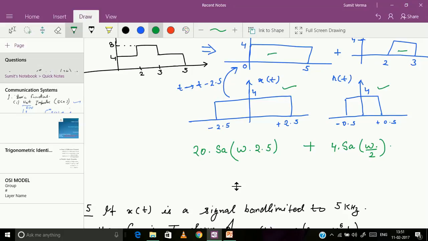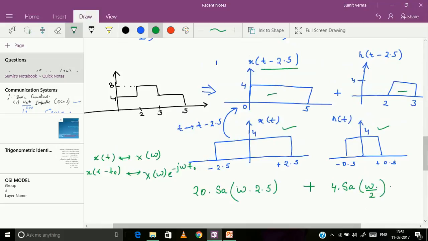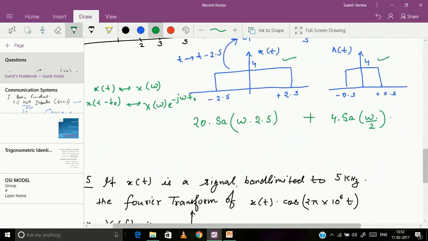So now we know the property that if x of t has a Fourier transform of X of omega, then x of t minus t naught will have a Fourier transform of X of omega e to the power minus j omega t naught. So we can simply use this shifting property because we know that this is x of t minus 2.5 and this is h of t minus 2.5. So I am simply using that property here.